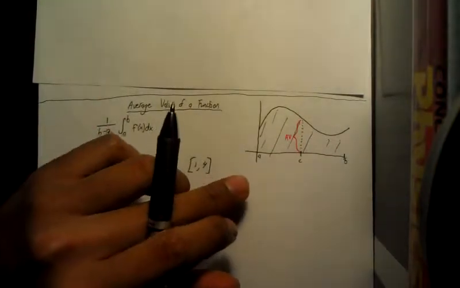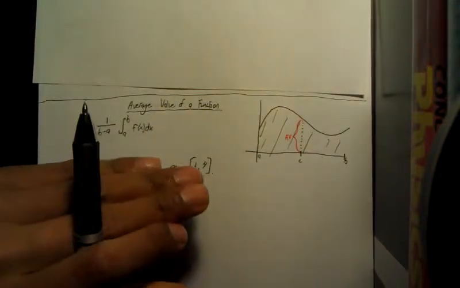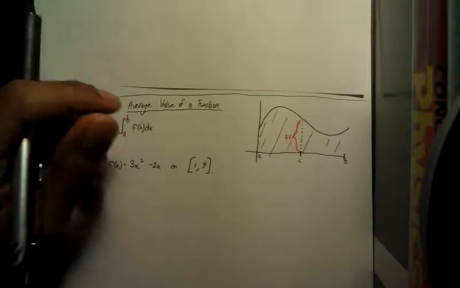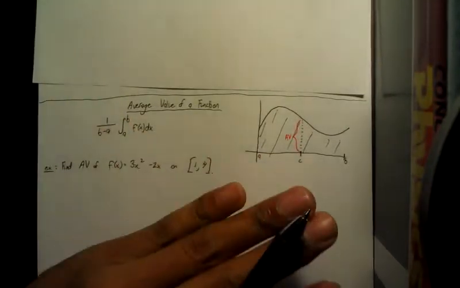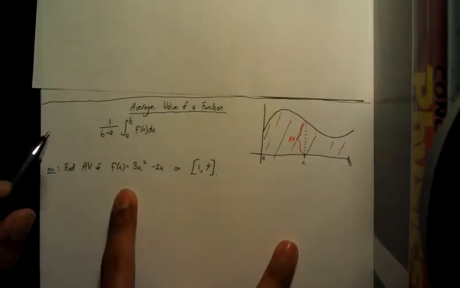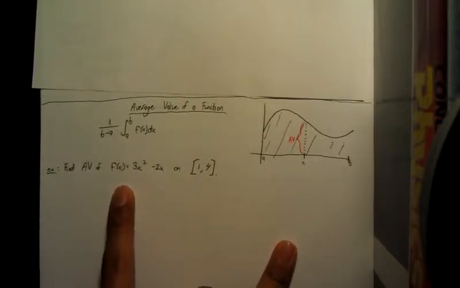But the average value theorem provides a way to find out what the height of the water would be after it settled and it was just one flat surface. So I'm just going to go right into an example. Pretty short video for this one.